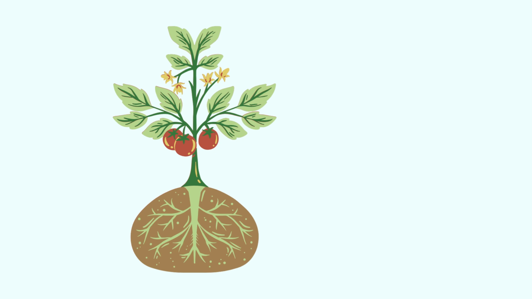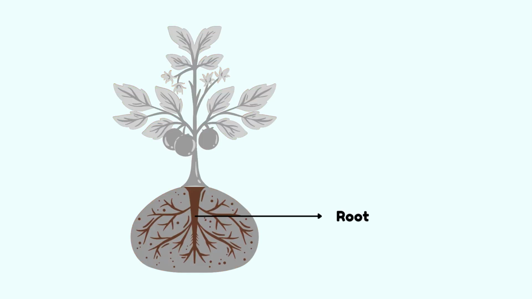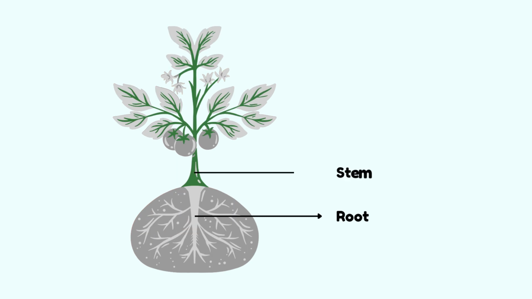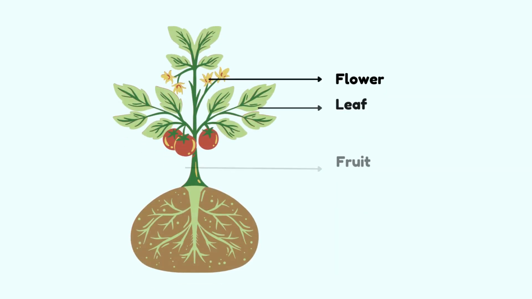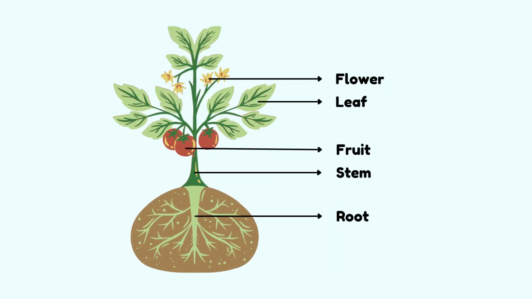It's a plant. It's a root. It's a stem. It's a fruit. It's a leaf. It's a flower. Now, do you know all the parts of the plant?